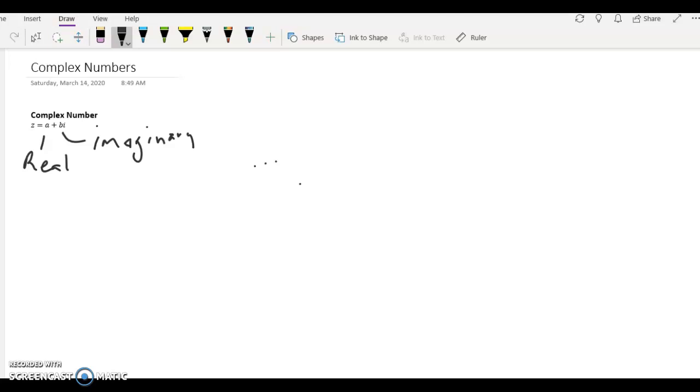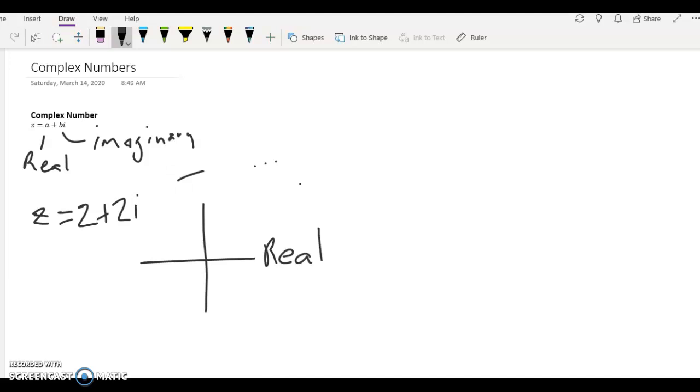Now to do this, one of the easiest things to start with is the graph of a complex number. So let's take the complex number z is equal to 2 plus 2i. We're going to graph this on what looks to be the traditional xy axis, but we're going to rename these a little bit. The x-axis now is actually the real axis, and the y-axis we're going to call the imaginary axis.